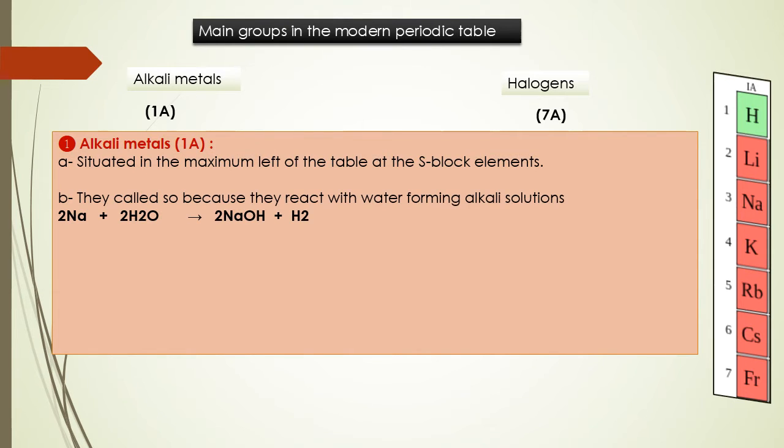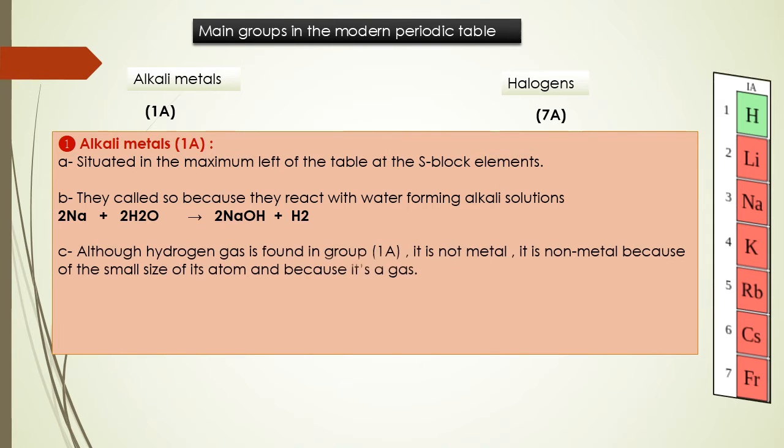Number 2, they are called alkali metal because when they react with water they give alkaline solution. What's the meaning of alkaline solution? That solution that has OH hydroxide group. So 2Na plus 2H2O give 2NaOH, sodium hydroxide, plus hydrogen gas will evolve.